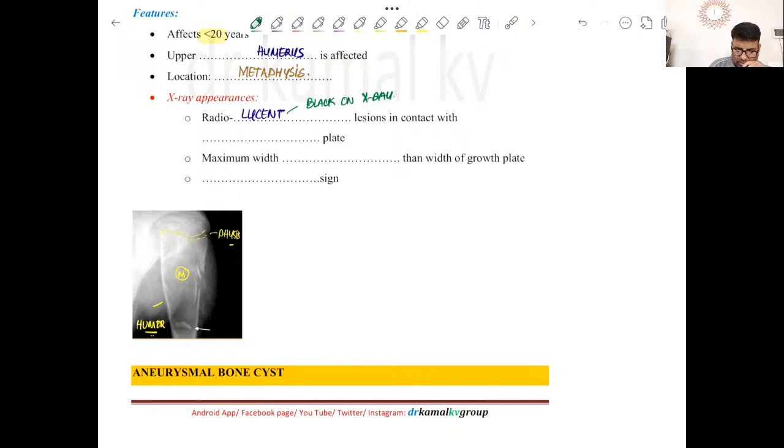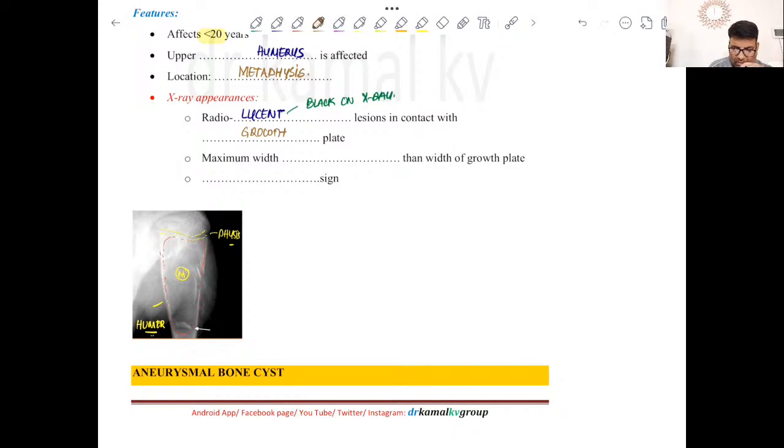Okay, and this is in contact with the growth plate. If you see here, the condition is extending somewhere till like this. So this is the extent of the condition. So it is in contact with the growth plate, right? So it is a metaphyseal, radiolucent lesion, and almost in contact with the growth plate.